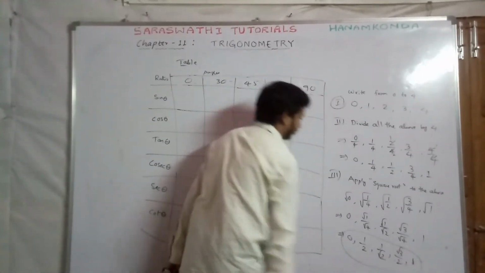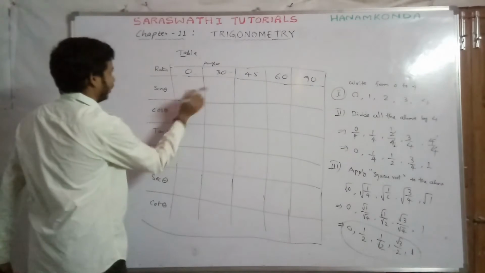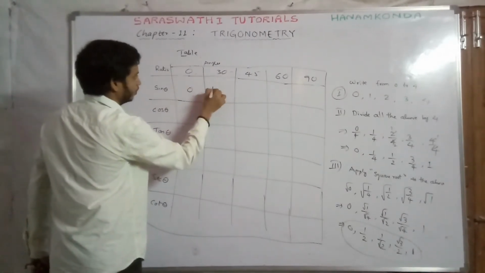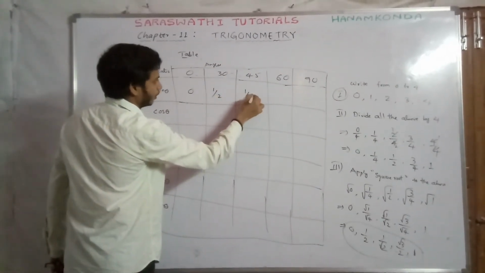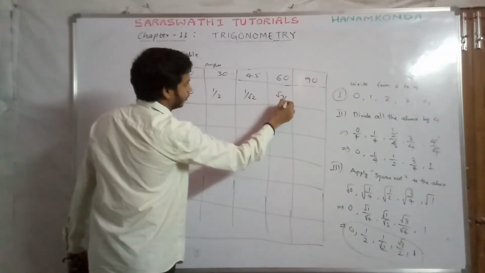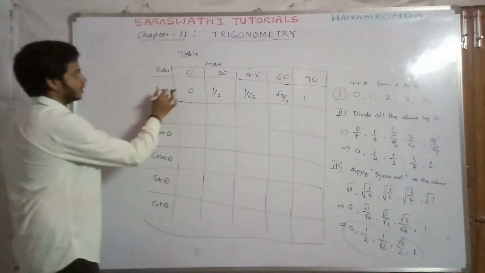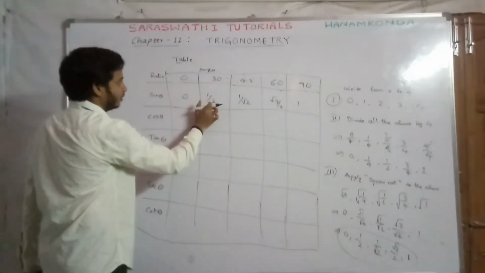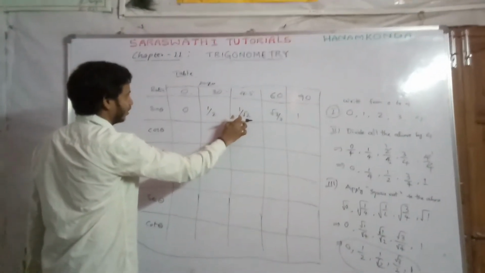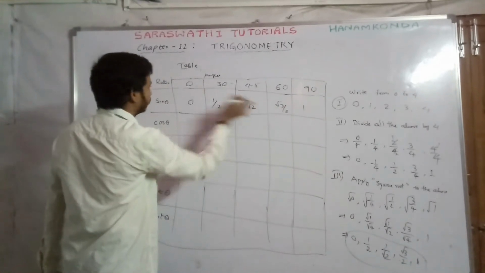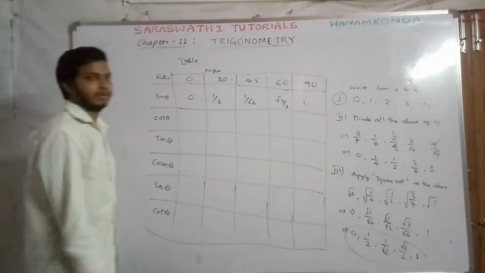So note these values and write them here: 0, 1 by 2, 1 by root 2, root 3 by 2, 1. These are the values of sine. That means sine 0 is 0, sine 30 is 1 by 2, sine 45 is 1 by root 2, sine 60 is root 3 by 2, and sine 90 is 1.